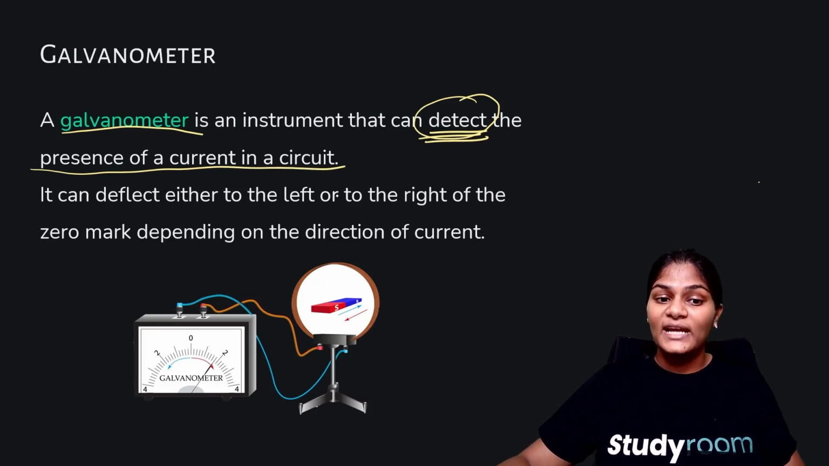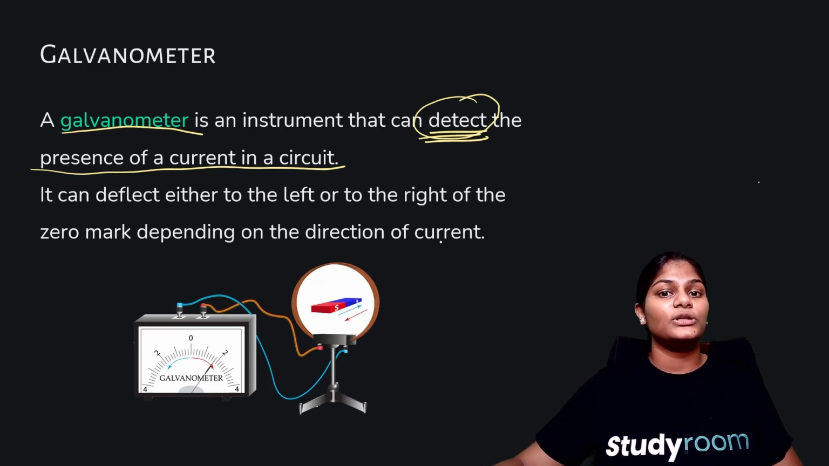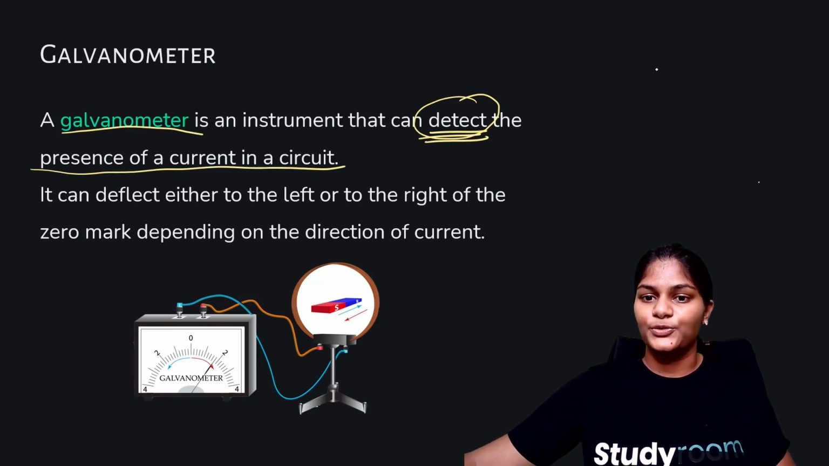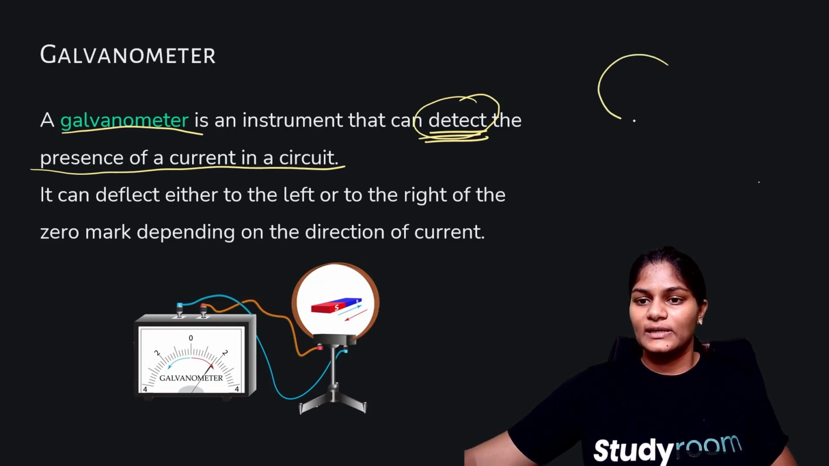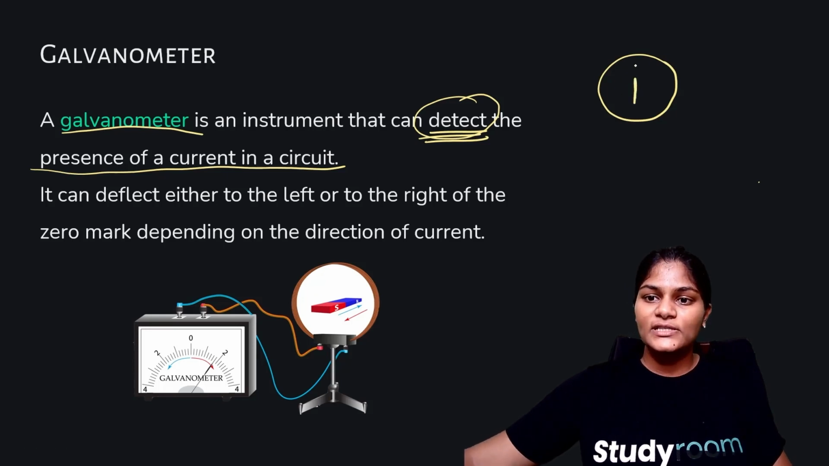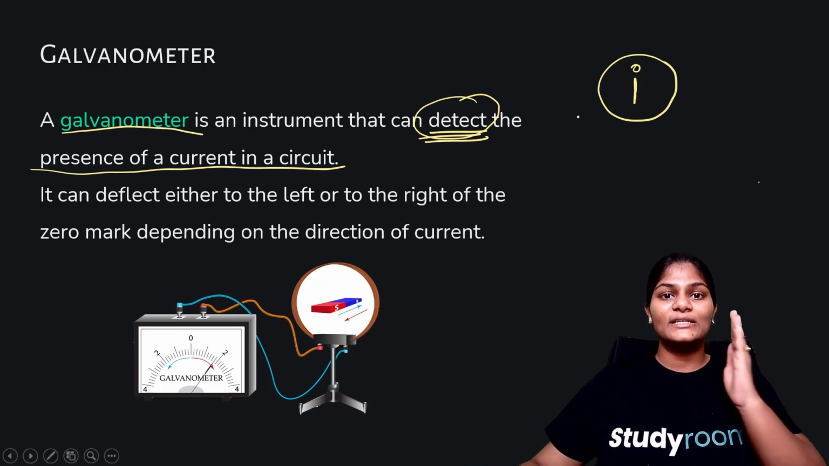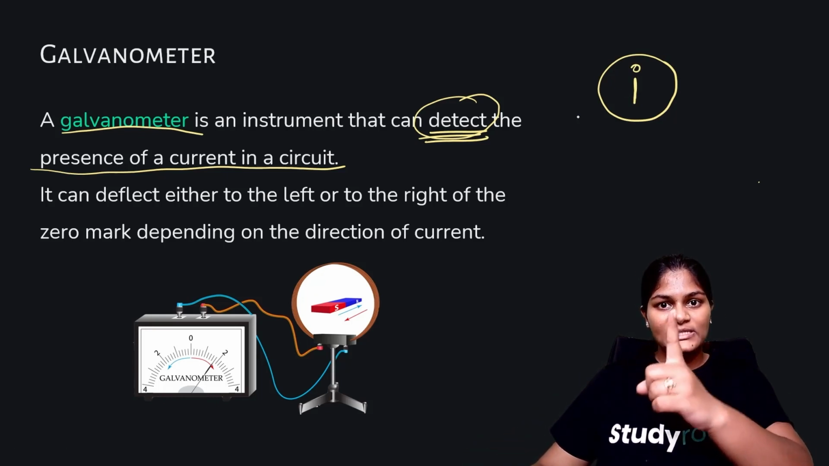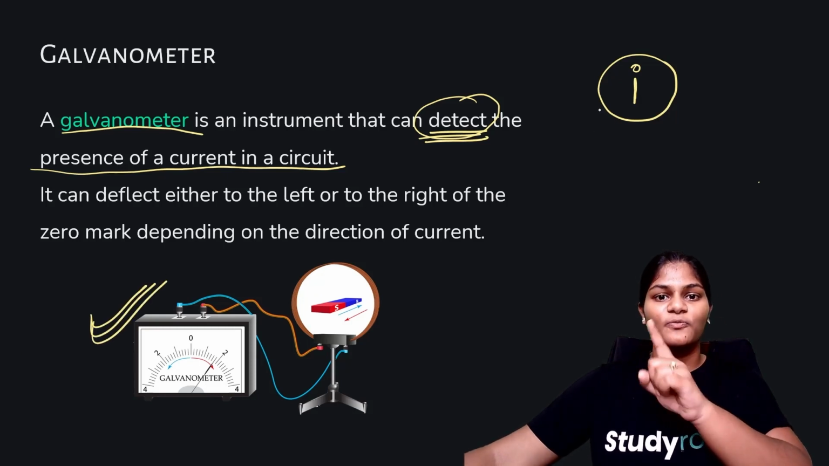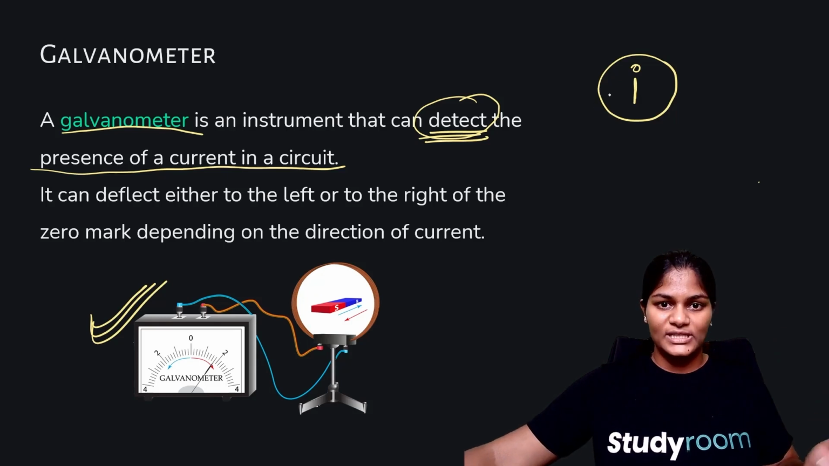Okay, it can deflect either to the left side of the zero mark or the right side depending on the direction of current. So basically, if I have to represent it for you, if this is the face of your galvanometer and this is its pointer. It has a pointer and this is the zero of the galvanometer. So at the zero position, the pointer remains exactly in the middle. Okay, you can also look at this diagram that is shown to you. I'll explain it to you with my diagram first and then I'll come to this diagram.